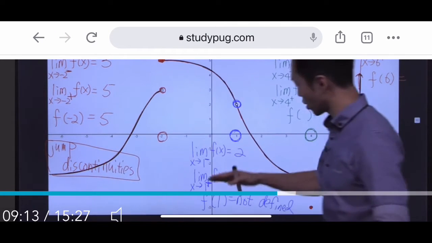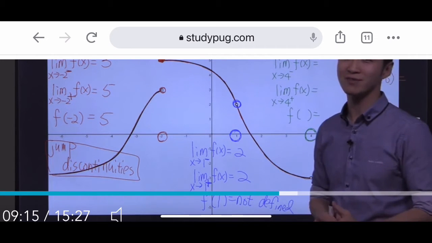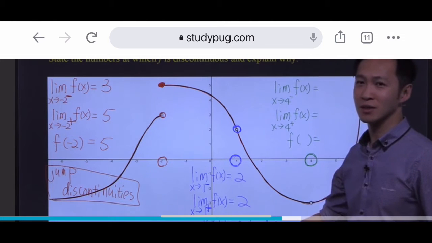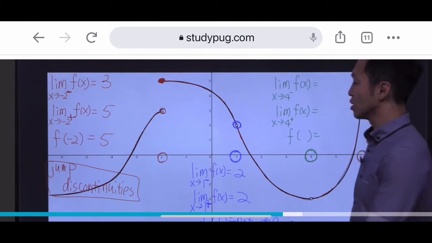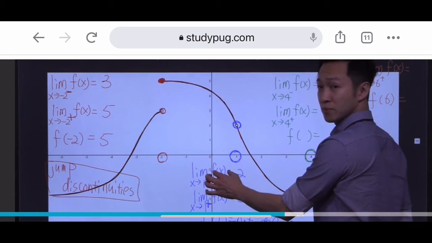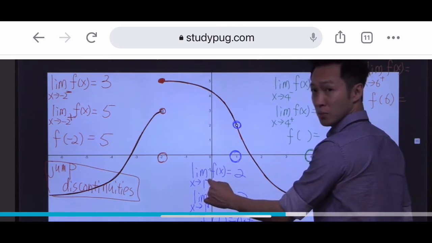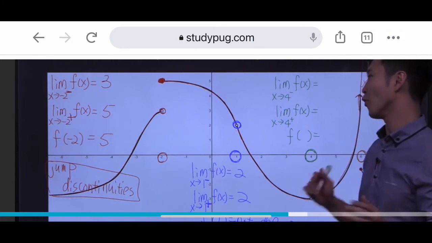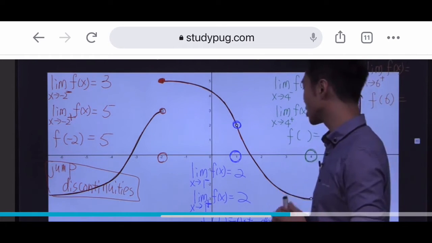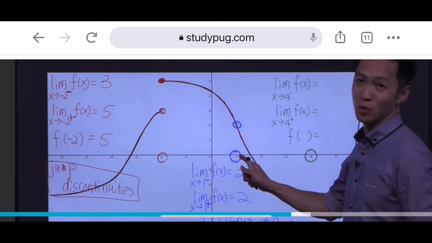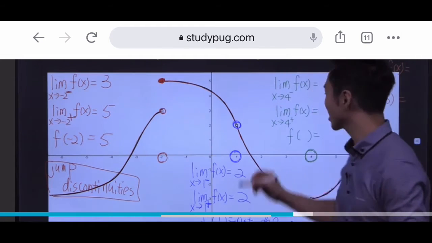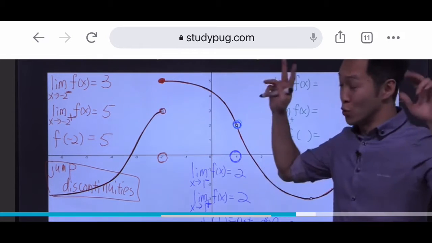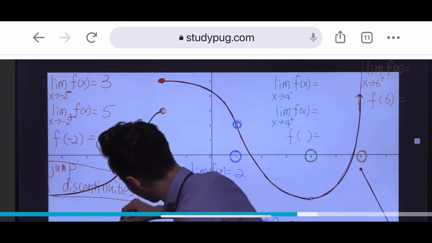Now, let's take a look at the 3 arguments. Are they all equal to each other? No. The value of the function at 1 is not equal to the limit of the function approaching 1 from either side. And therefore, we must have a discontinuity at x equals 1. Interestingly, this type of discontinuity also has a name. They are called removable discontinuities.